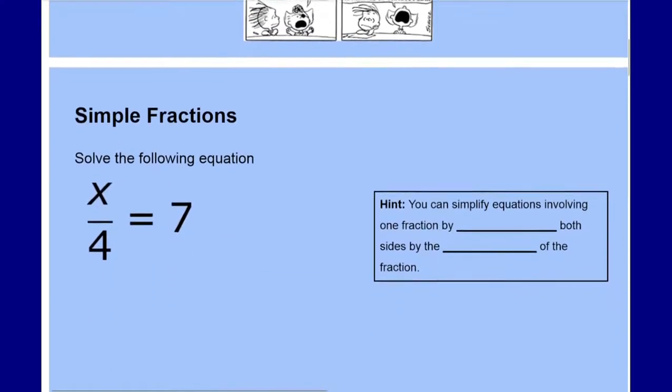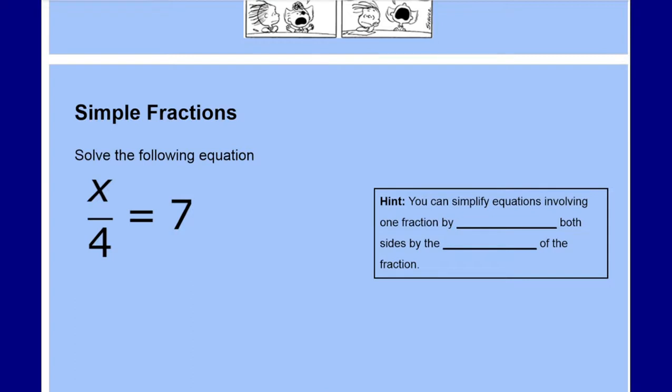So if we look at the simple fraction, x over 4 equals 7. What do we do to solve this simple fraction? Again, it is a fraction, even though it may not look like one, but it is only a one-step equation, so that should make it a little bit easier. We think of a fraction as division, right? X over 4 is the same thing as saying x divided by 4. So x divided by 4 equals 7.